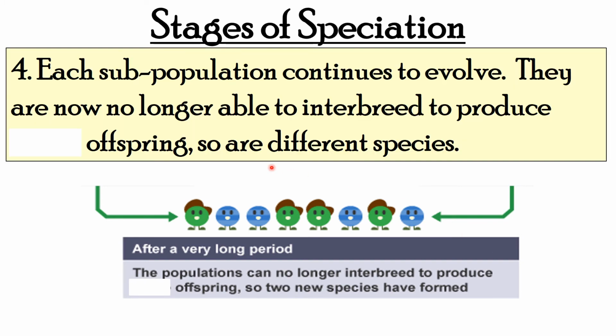And finally, each subpopulation continues to evolve, and this is the key bit: if you bring them back together, they can no longer interbreed to produce fertile offspring. Okay, and that is evidence that they are different species.